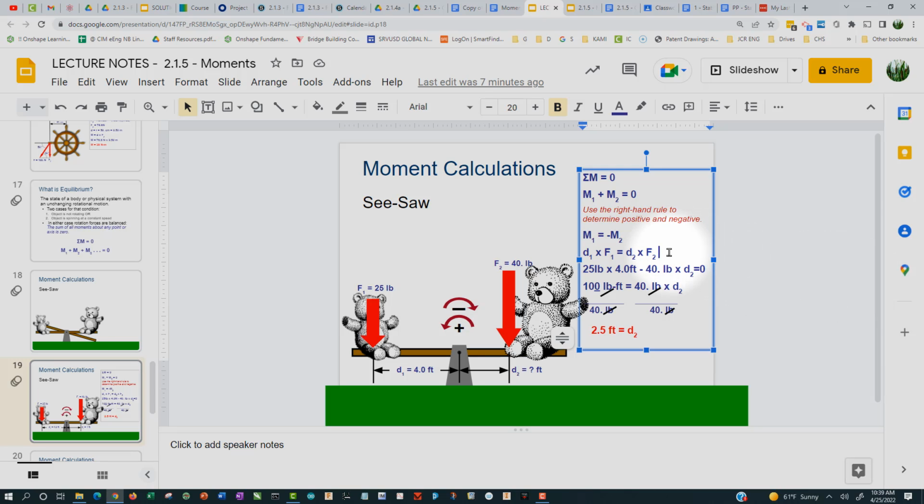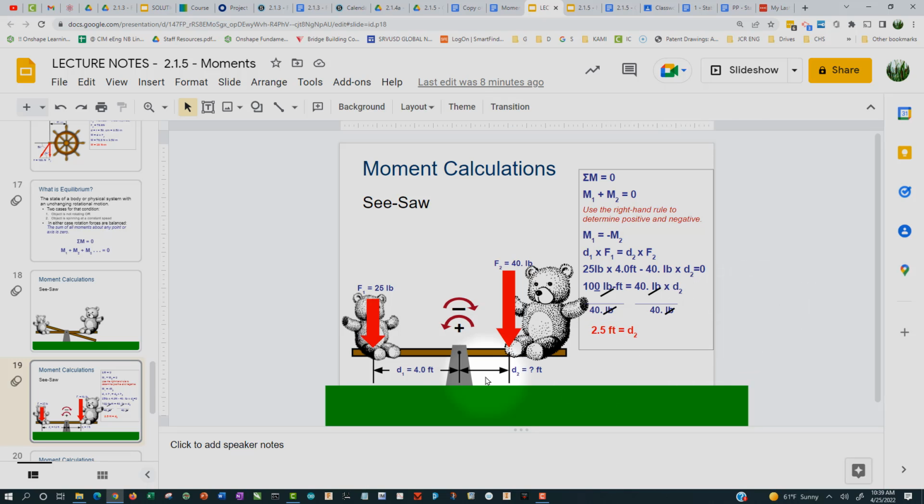All right, and then if we just put in the d's and the f's, we have one unknown, which is d2. It's right here, and if we just do the arithmetic, we're going to find that in order for this to be in rotational equilibrium, static, we need to have d2 equal to 2.5. So he needs to be closer to the pivot because he's bigger.